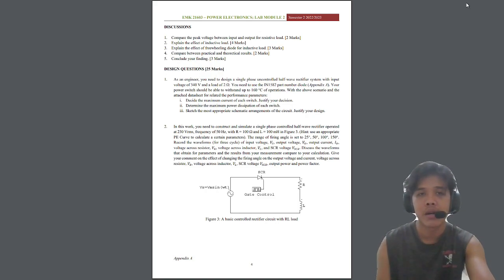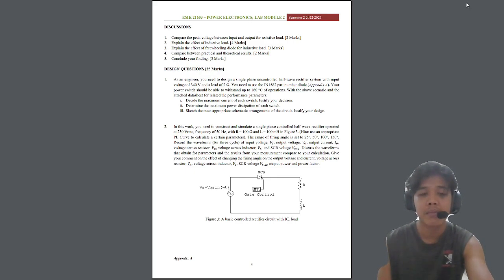And for the fourth one, compare between practical and theoretical result. There is a little difference in the input voltage value between the practical and theoretical result. The diode voltage is to blame for this. The graph for the freewheeling diode circuit was somehow incorrect. According to the theoretical result, the graph should only contain positive cycle, but instead it had a higher average voltage. So for the fifth one, conclude your findings.